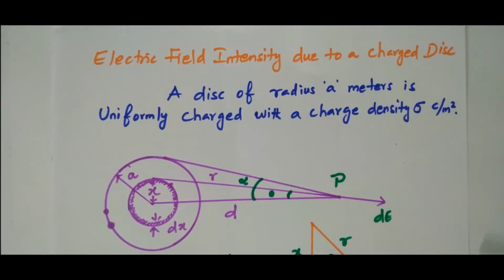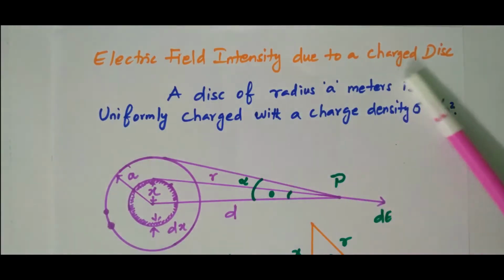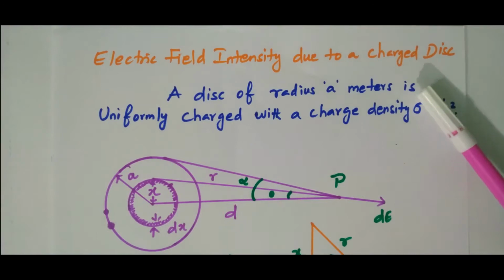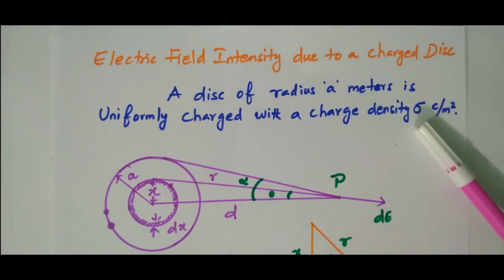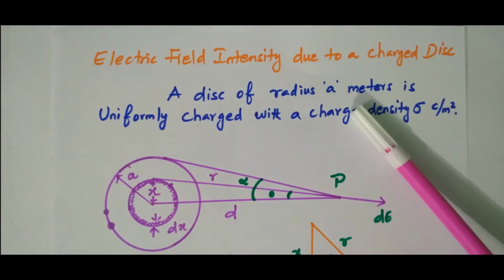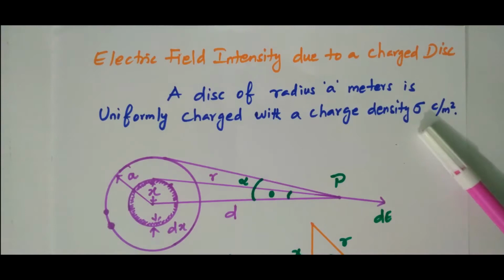Welcome viewers. In this video we will see the electric field intensity due to a charged disk. The charged disk is available, and in that we are going to see what is the electric field intensity. A disk with a radius a meter is uniformly charged with the charge density sigma coulomb per meter square, that is nothing but surface charge density.